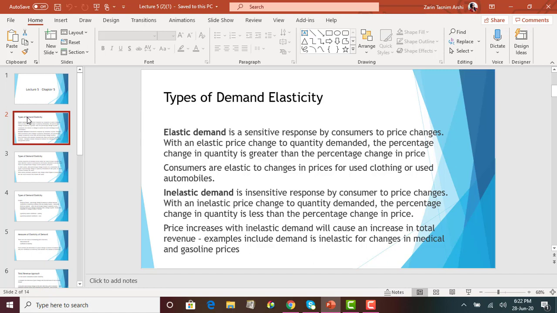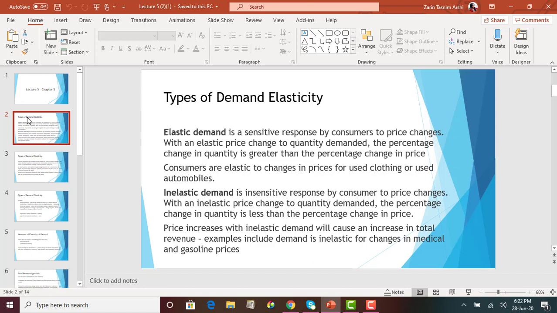Now there are different types of price elasticity of demand. In economics, we have divided price elasticity of demand into different types, so it's easier to understand how we react when there are changes to prices for certain types of products. So first is the elastic demand. That's the first type. Elastic demand is basically a sensitive response by consumers to price changes.